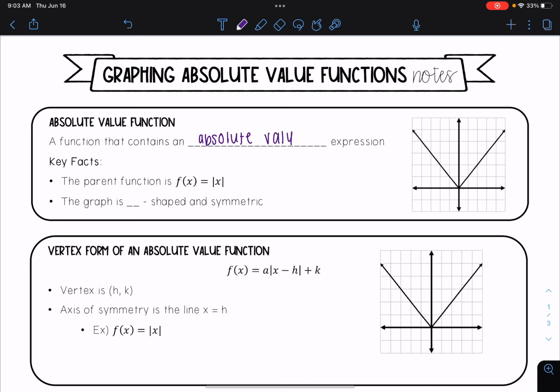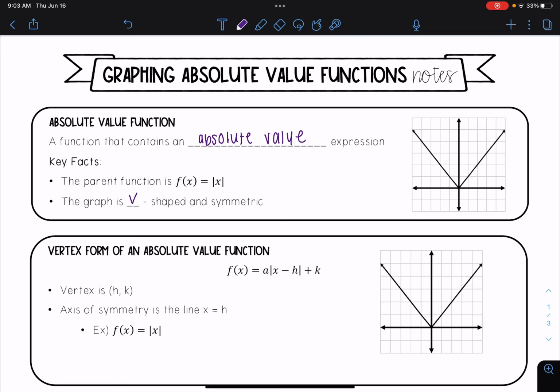And some key facts about it. First is that the parent function is f of x is equal to the absolute value of x. And when I say parent function, I'm basically just meaning the function in its simplest form. So the simplest form is if we just had the absolute value of x. And as we can see on the right-hand side, the graph is V-shaped and symmetric.